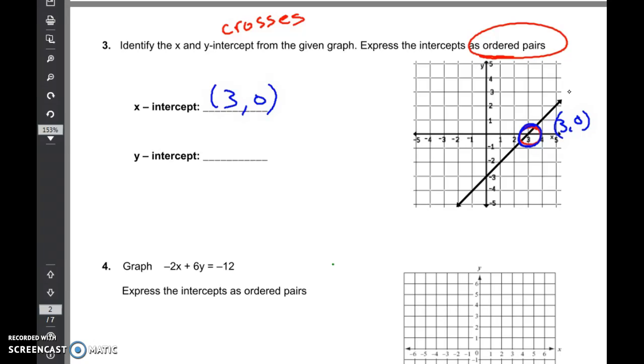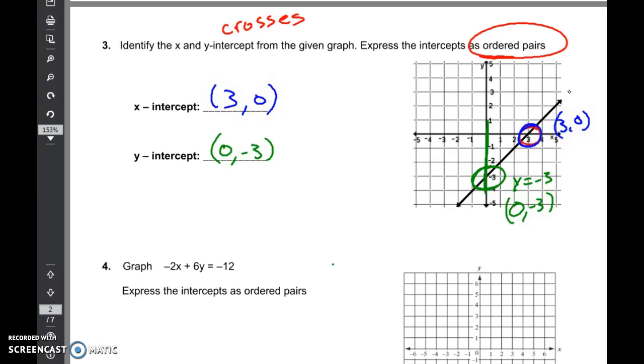The y-intercept is where it crosses the y-axis. In this case, it's -3. But that's the y-coordinate. So the x-coordinate is 0. When we're on the y-axis, it's 0 left or right. So we need to write this as (0, -3) in this case. And those are the intercepts as ordered pairs.